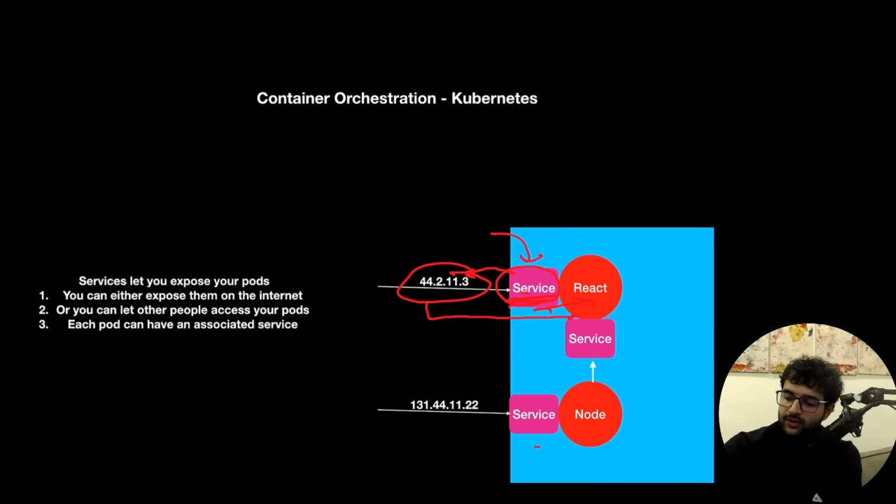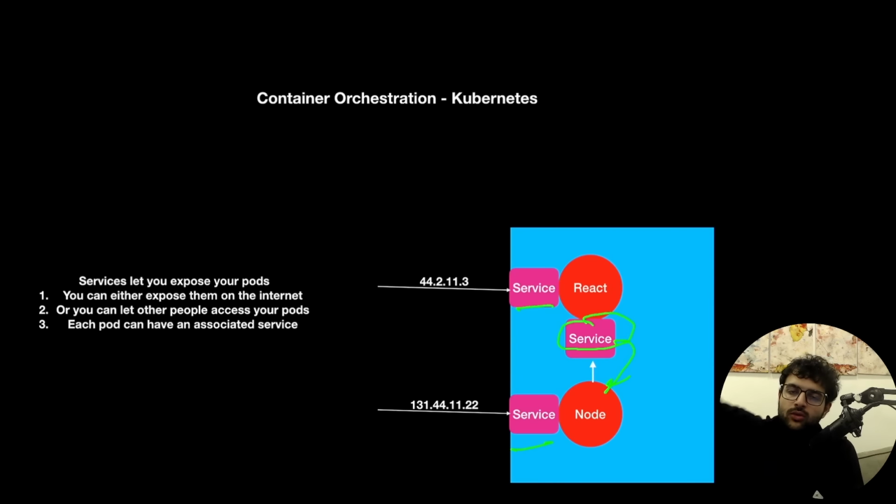In fact, even if you want to expose one pod to another pod, if these two pods need to talk to each other, if this one needs to hit that one, you need to expose an internal service. So you can have an internet-facing service like these two, or you can have an internal service. Okay, I am exposing myself, but only to my pods, not to the outside internet. That is what services let you do.